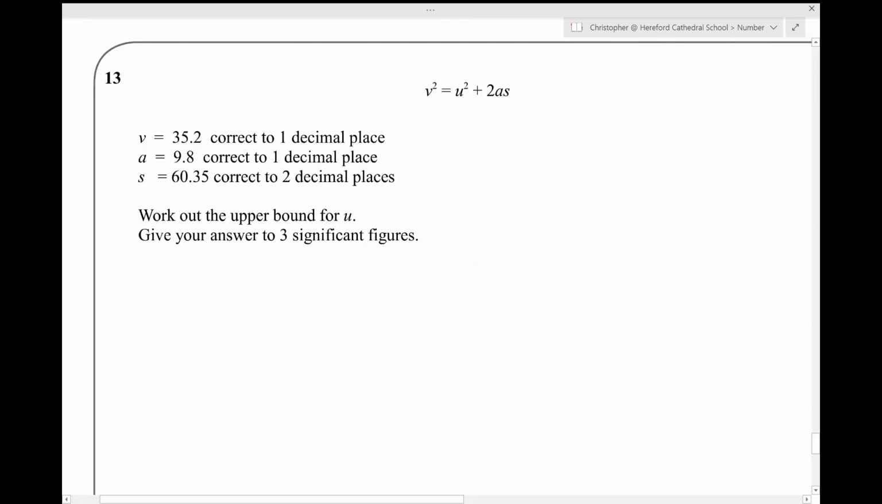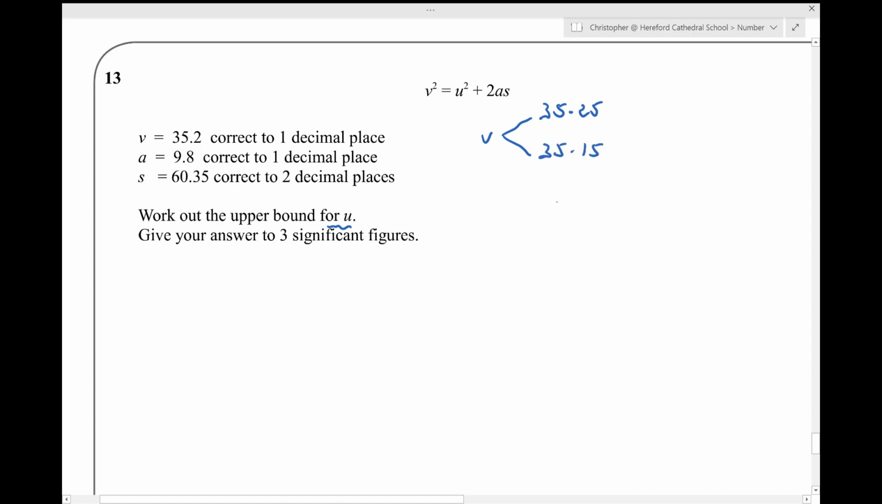Question 13. Okay, I'm given a formula for V here. And I've been given some information about some of the variables, the V, the A, and the S. And I'm asked to work out the upper bound for U. First things first, let's work out the upper and the lower bound of each of our variables. Now, V is 35.2 to one decimal place. So the upper bound is 35.25 and the lower bound 35.15.